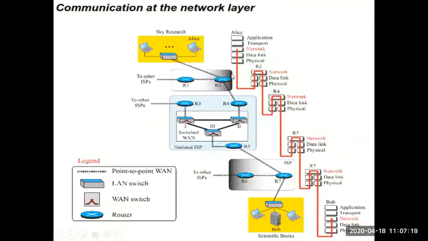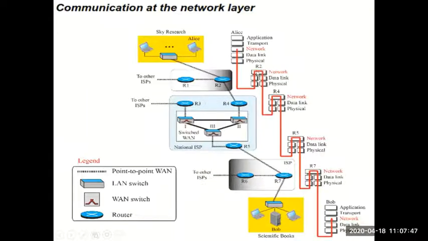So at every intermediate router, we are going to have two sets. One set of physical and data link for the receiving network, the other set of physical and data link for the network where we are going to send the data. The network layer is where this packetization and forwarding or routing happens.